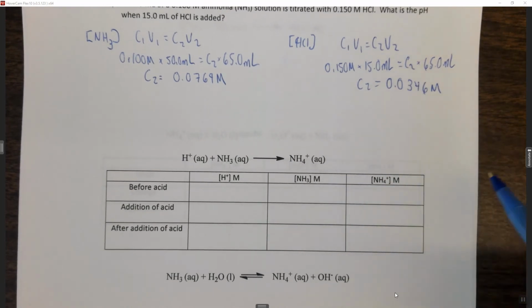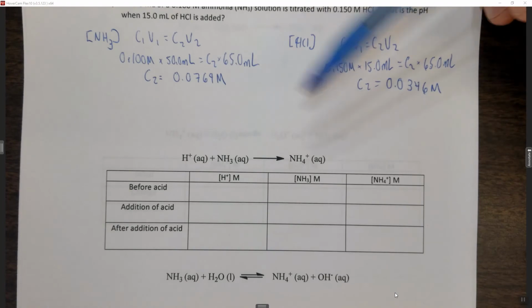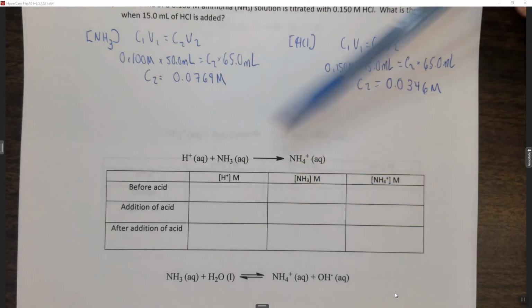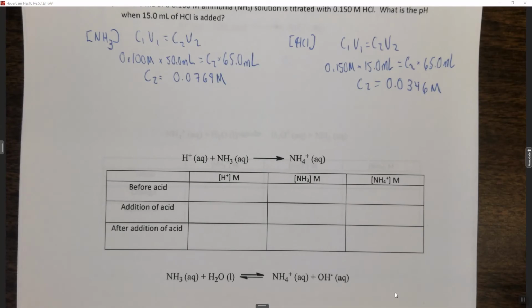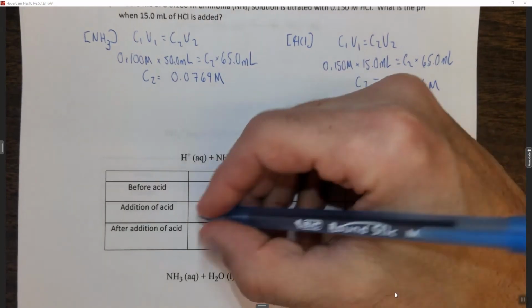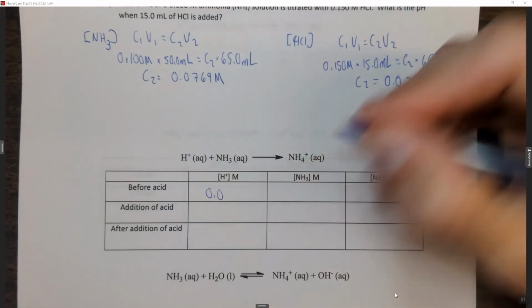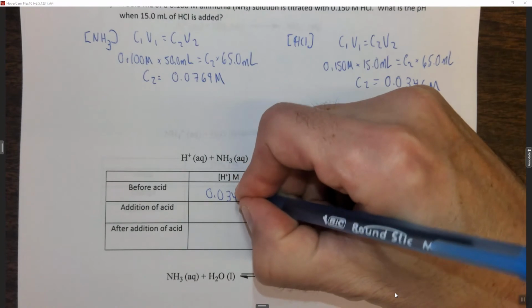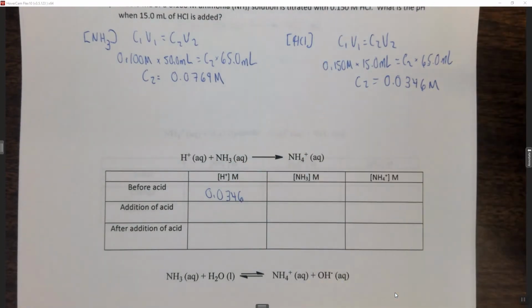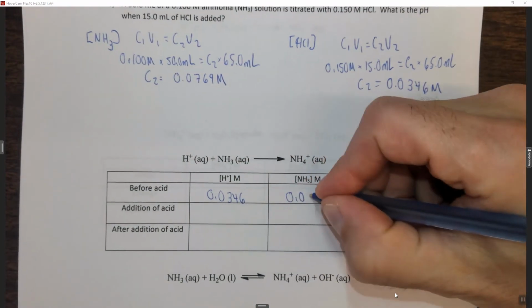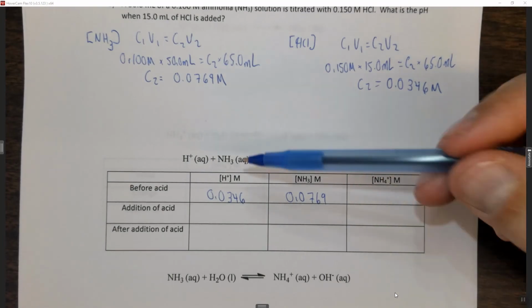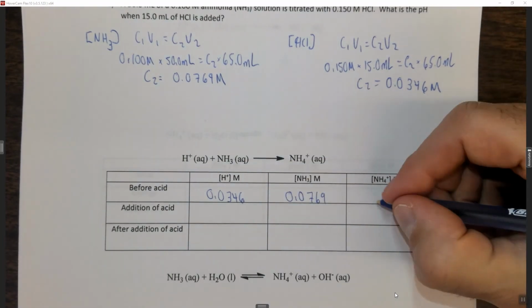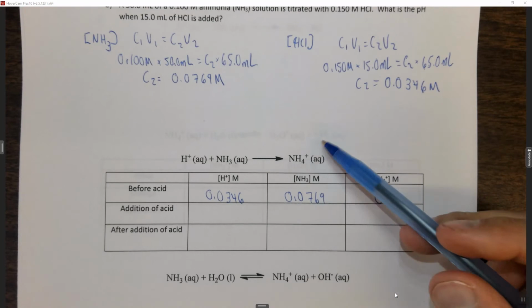Okay, so what you'll notice is the concentration of NH3 is higher than the concentration of HCl. Said another way, I have not reached the equivalence point. So now I need to figure out these concentrations down here using the ice table. So what I have is 0.0346 molar H plus. I have 0.0769 molar NH3, and I have 0 molar NH4 plus.